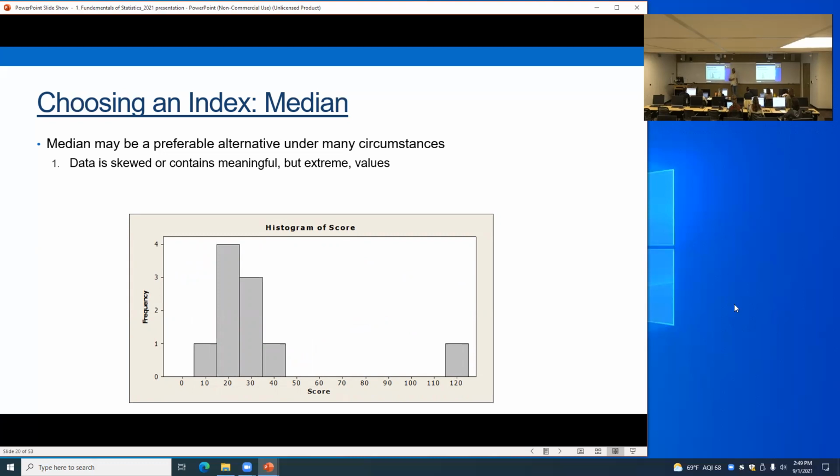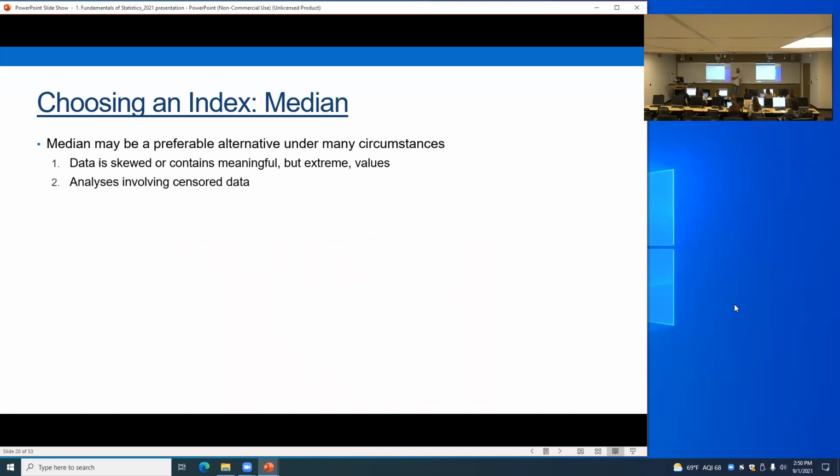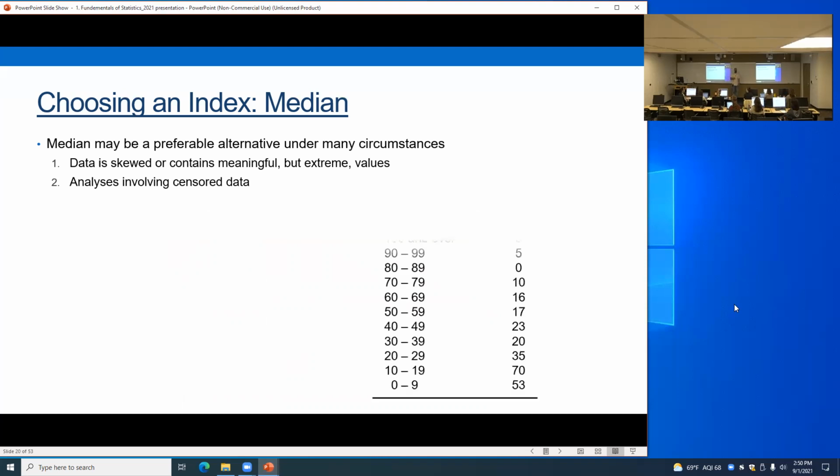So again, something like this, what am I looking at? Maybe I've got a small number of people and that 120 score is actually someone who's actually high and I want to keep in there. This is where our median-based statistics start to become more relevant. Okay. If I have analyses with censored data, does someone know what censored data are? Yeah, Matt. So it's when you only have partial information about a score. Yeah. Because it's either a ceiling or floor effect usually.